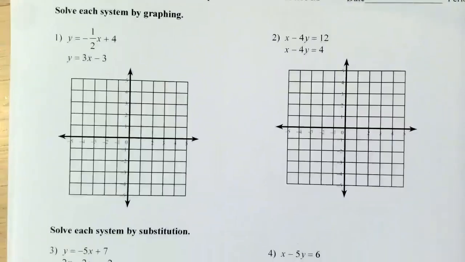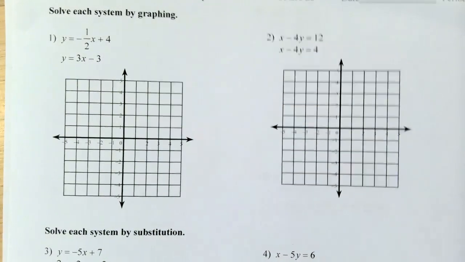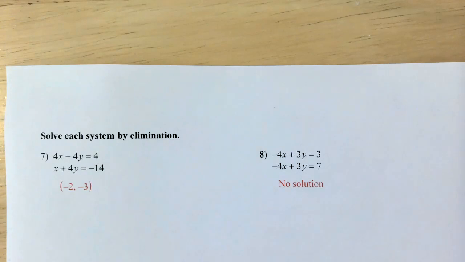All right, so this will be systems of equations. There are 3 ways to solve them. You can solve them by graphing, you can solve them by substitution, and then you can solve them by what is called elimination, also called the addition method.